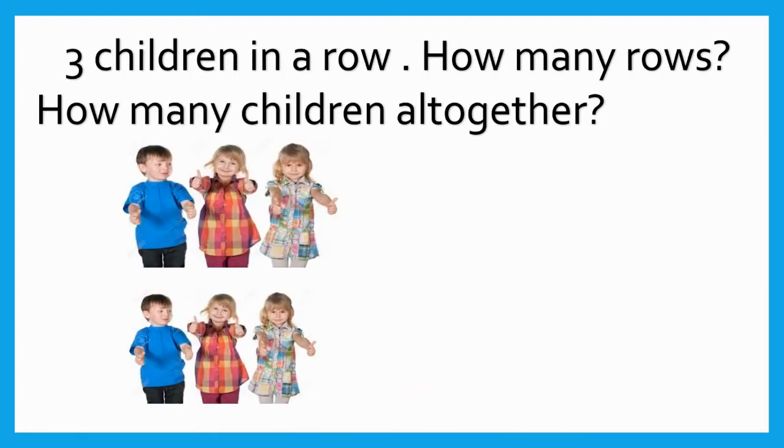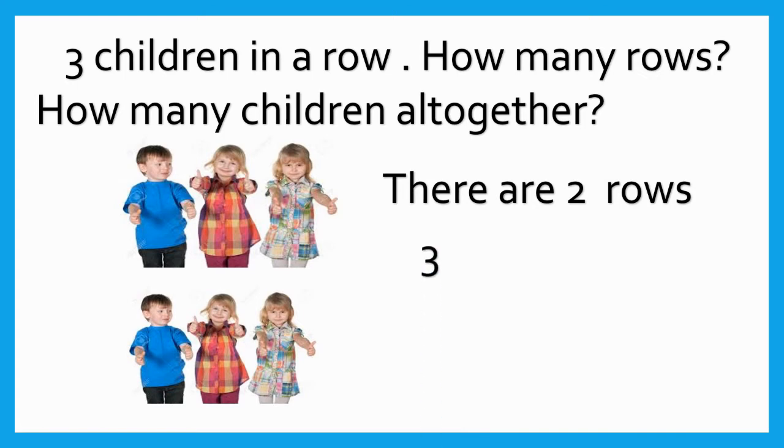Now we can see another example. 3 children in a row. How many rows? How many children all together? We have to find. So we say that there are 2 rows. In each row there are 3 students. So 3 plus 3 more equal to 6. So we can say that 3 into 2 is equal to 6.